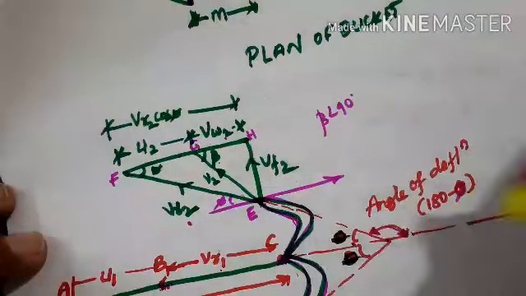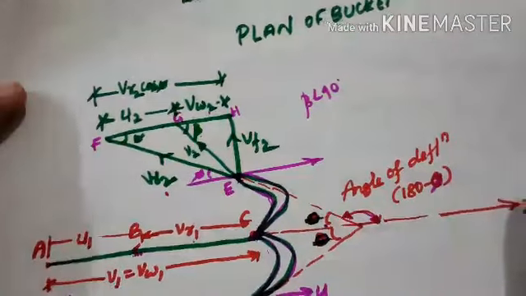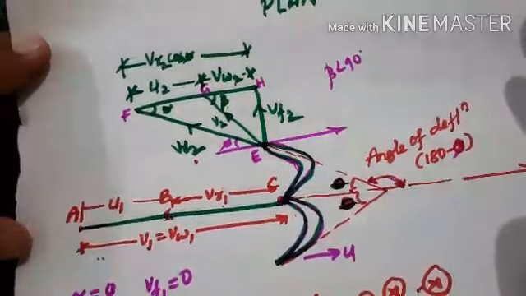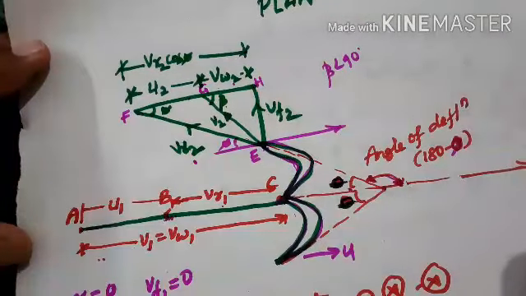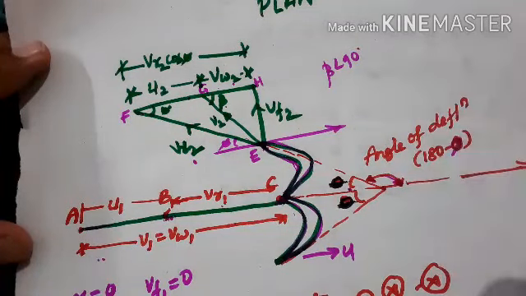If beta is more than 90 degrees, for that also we have seen the velocity triangle at the outlet. So once you have drawn the velocity triangle at inlet and outlet of the Pelton wheel, it is very easy to calculate the force exerted by the jet on the vane.